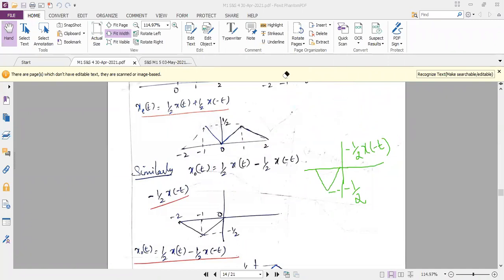So now as per the odd signal formula, what I have done is I am going to add 1 by 2 x of t with minus 1 by 2 x of minus t. So this is an addition operation now. I told you subtraction operation is difficult, so we have to convert the subtraction into addition. How to convert the subtraction into addition? If I draw minus 1 by 2 x of minus t, then automatically the sign between the two terms becomes plus.